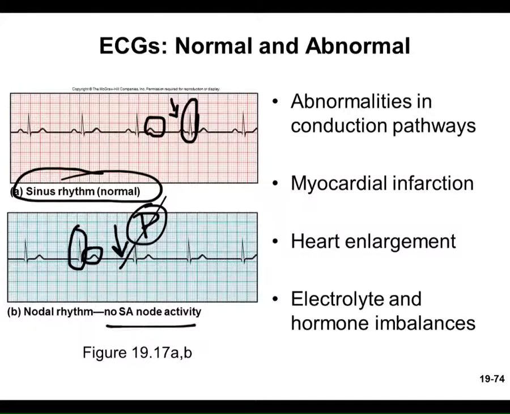There's no firing of the SA node. Okay. Now I told you if there's no firing of the SA node, that the heart would beat closer to what? 40 to 50 times per minute, and I'm pretty confident that if you looked at the time between these R to R waves, you would find that the heart is definitely beating more slowly than in a normal heart.